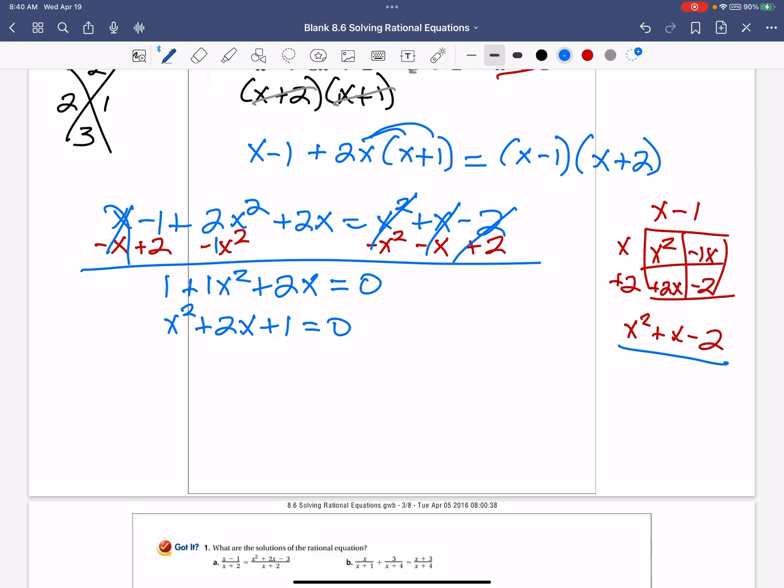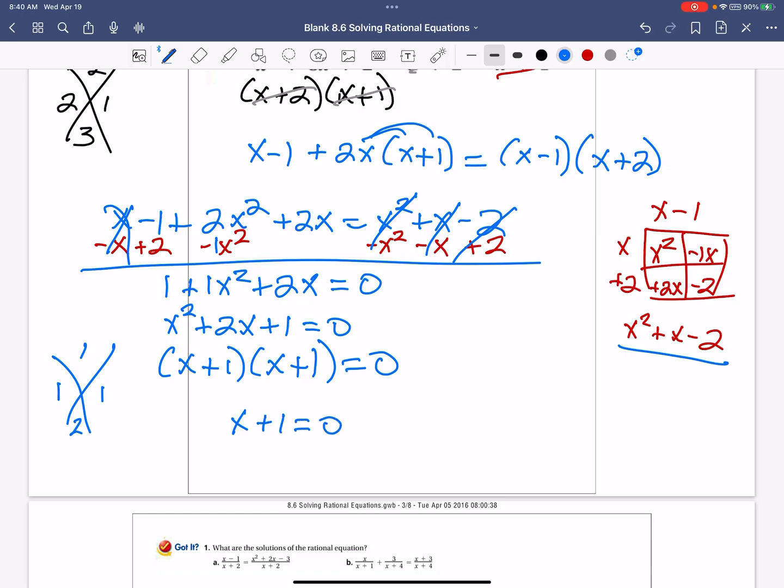You're again thinking about the crossover here, 1 on top, 2 on the bottom. What multiplies to the top, what adds to the bottom. The only factors of 1 are 1 and 1, so this factors to x plus 1 times x plus 1. You set that equal to 0. So we'll just set x plus 1 equal to 0. I would subtract 1 from both sides. And we get x equals -1.